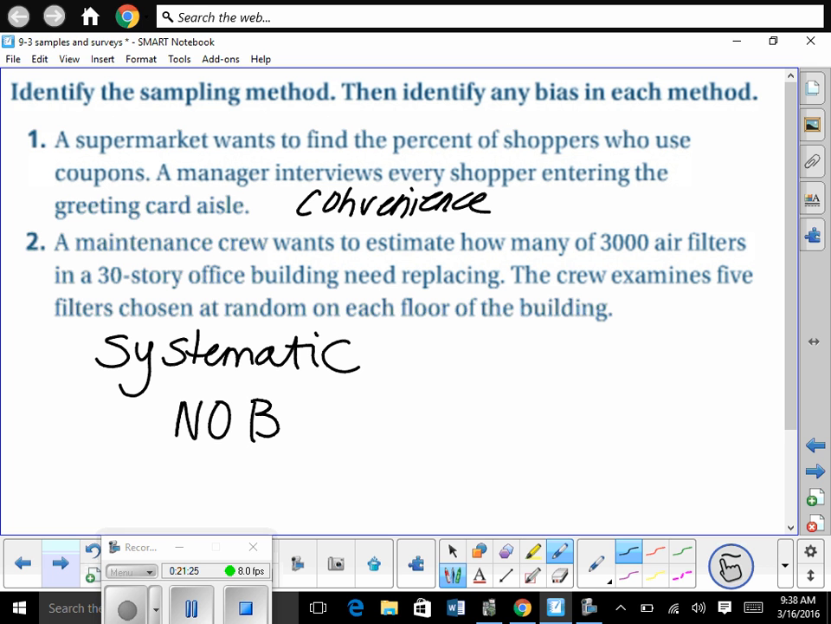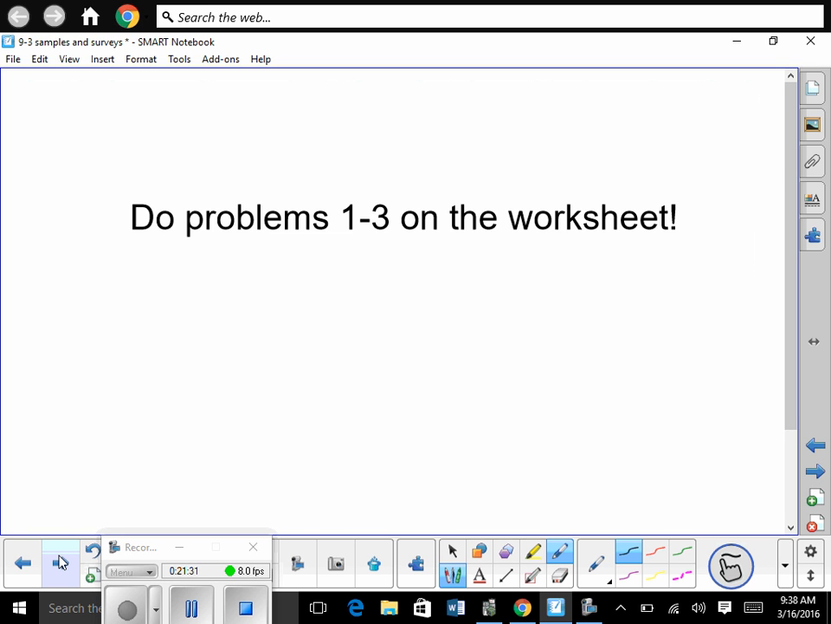Okay, sweet. I can't think of a bias for that, really. Okay. So, as long as the sample's big enough. Do problems 1 through 3, then we'll continue.